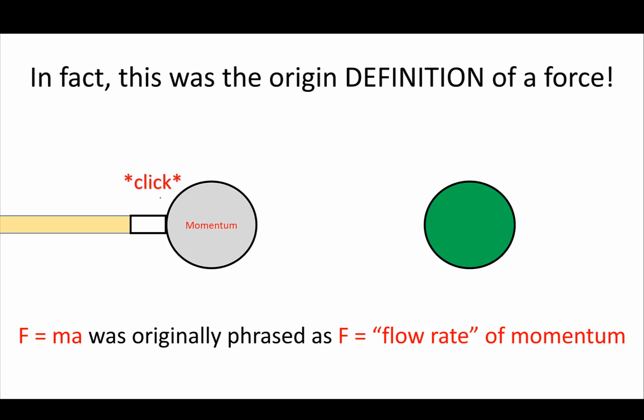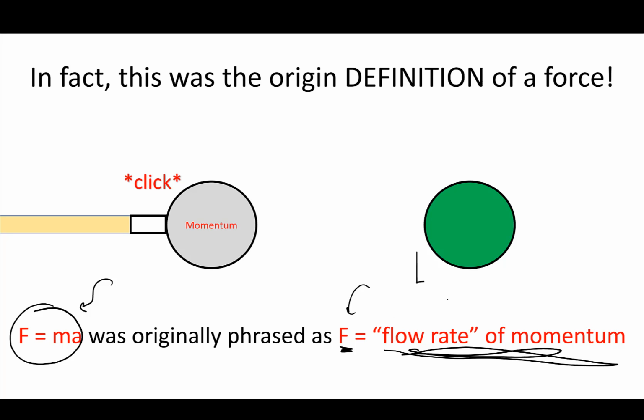Newton's laws were not written the way that I taught you in the Newton's laws video. F equals ma was not originally written like this. This wasn't Newton's second law. Newton's second law said the force was equal to the flow rate of momentum. So the definition of a force is the change of momentum over time.